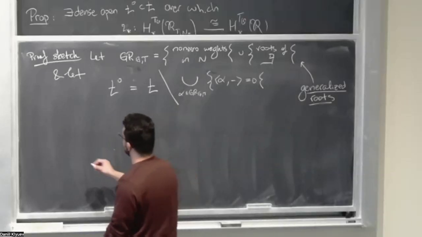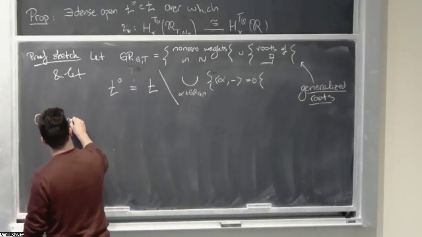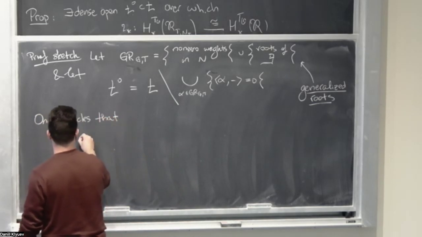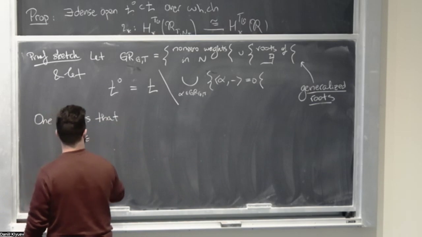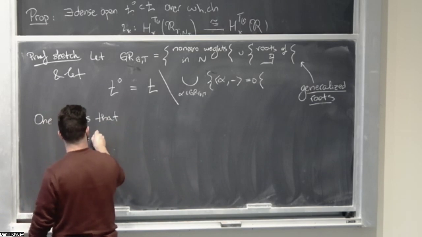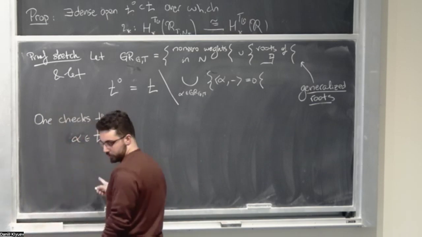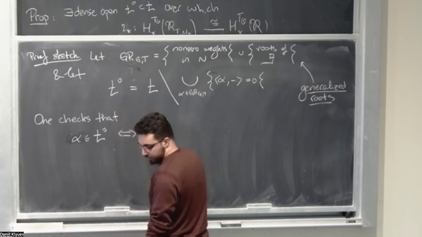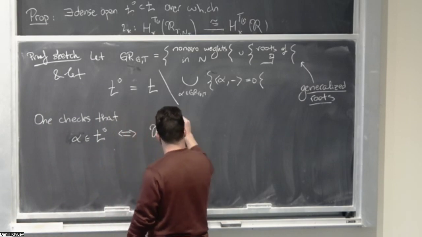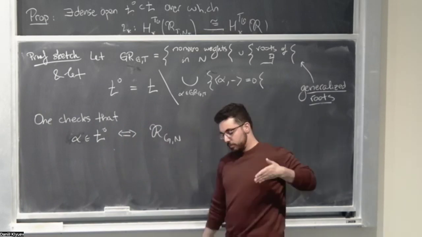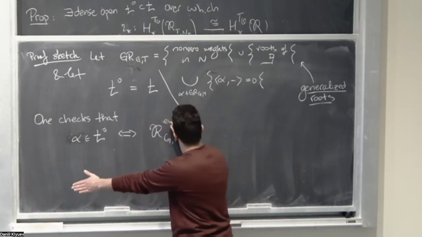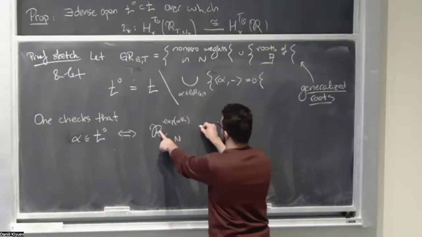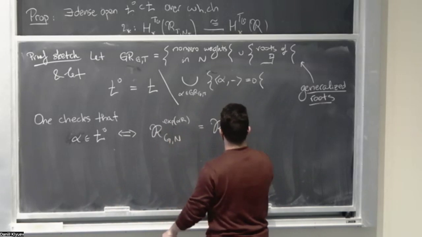So then one checks that, first of all, alpha in T0 is precisely the same as saying that if I take RGN and take the alpha fixed points, the one parameter subgroup generated by alpha, the fixed points with respect to that are the same as the fixed points with respect to the whole torus.